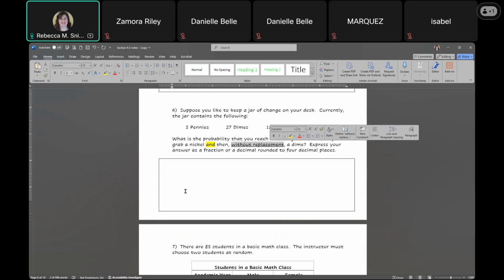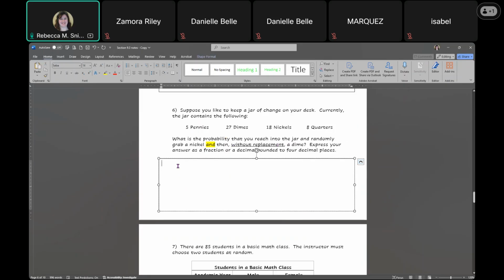Without replacement tells you what is going on. This one is a dependent event because I am holding on to the first coin I draw, which means the quantity or the total in my jar has gone down by 1. So here we are looking for the probability of getting a nickel and a dime. And so to do that, we have to first look at the probability of your nickel.